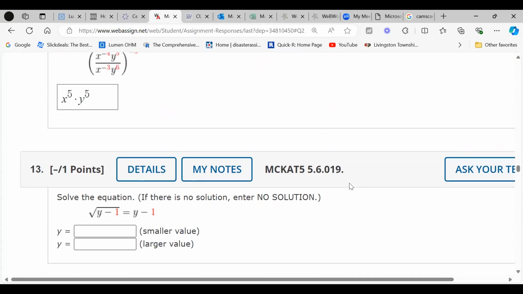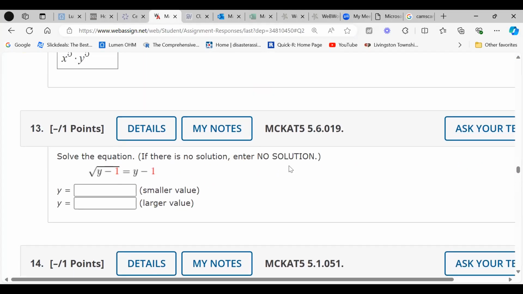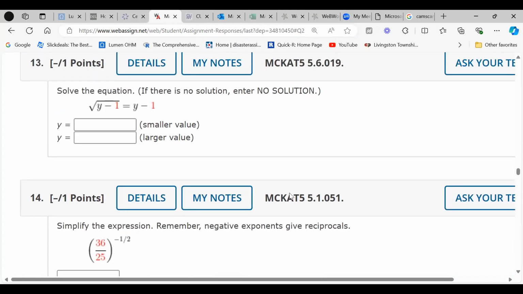So that will do it. And question 13, you are solving these radical equations by squaring both sides, right? So you try that.